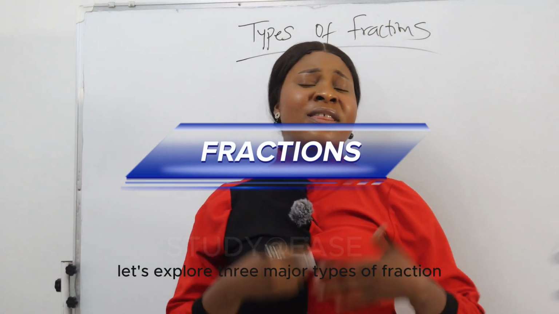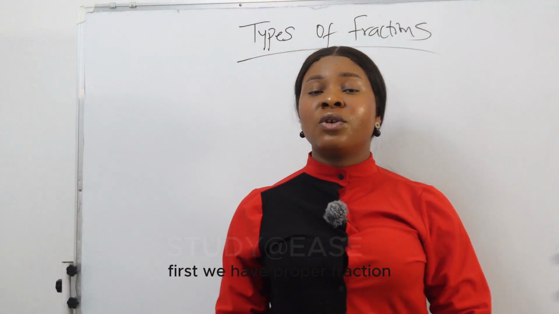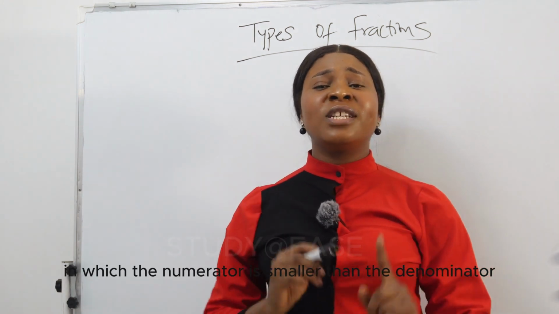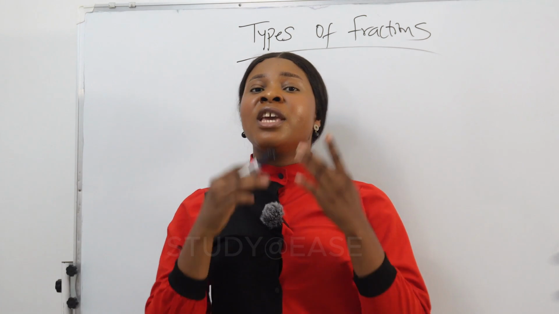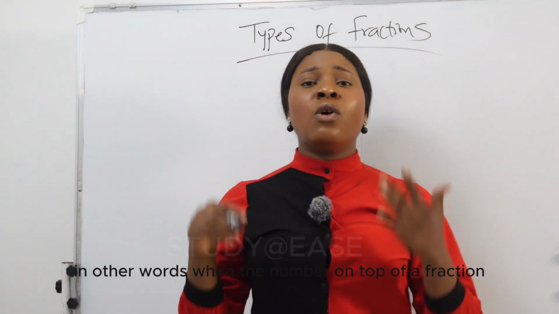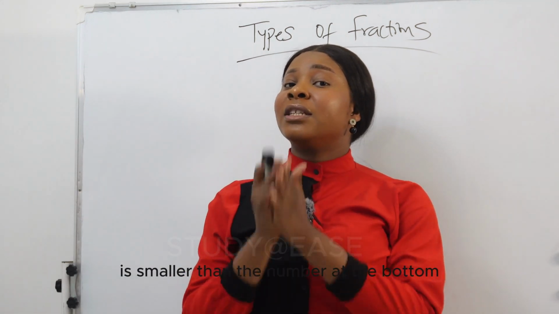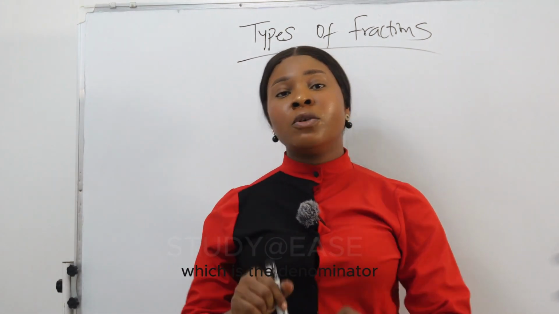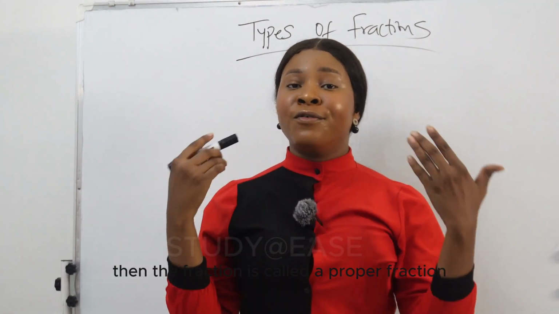Let's explore three major types of fractions. First, we have proper fractions, which are those fractions in which the numerator is smaller than the denominator. In other words, when the number on top of the fraction, that is the numerator, is smaller than the number at the bottom, which is the denominator, then the fraction is called a proper fraction.